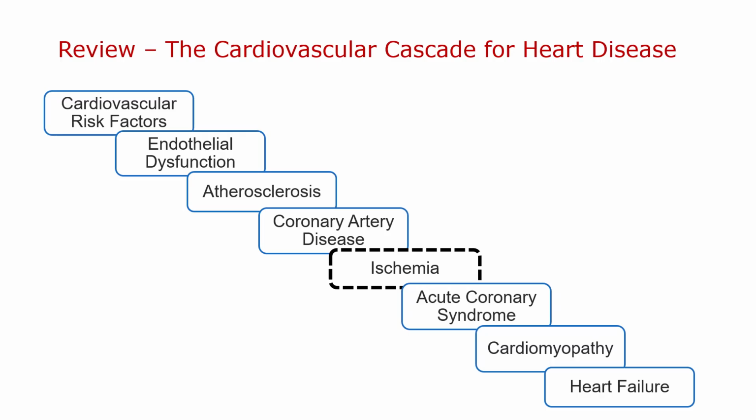Before discussing angina, let's briefly review the cardiovascular disease cascade. In previous lessons, we learned how cardiovascular risk factors damage the endothelium, leading to atherosclerosis and eventually coronary artery disease. As coronary arteries progressively narrow, the heart muscle may no longer receive enough oxygen to meet its metabolic demands. This imbalance between oxygen supply and demand is called myocardial ischemia, and it is the underlying cause of angina. Depending on the severity and cause of the ischemia, patients may develop stable angina, unstable angina, or variant angina.